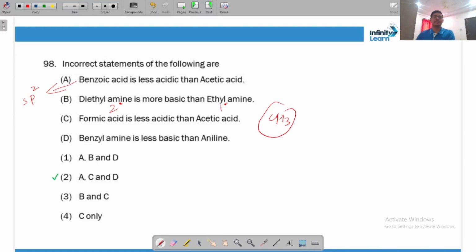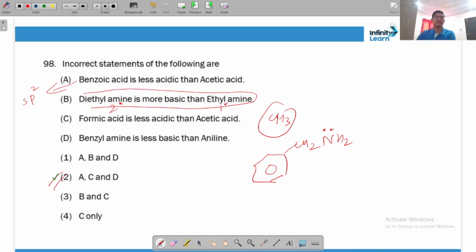Benzylamine is less basic than aniline. No, actually, benzylamine is an aliphatic amine. It is not an aromatic amine. So it is CH2NH2, right? So it is more basic. So the incorrect statements are A, C, and D. Okay, so that leaves only this one as the correct statement.